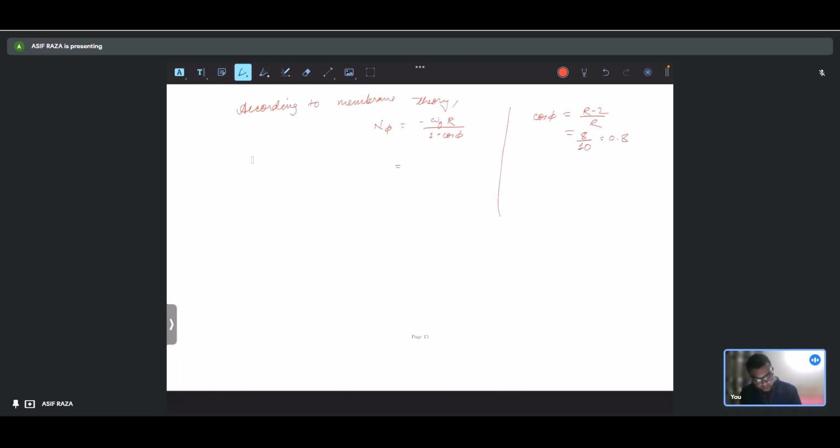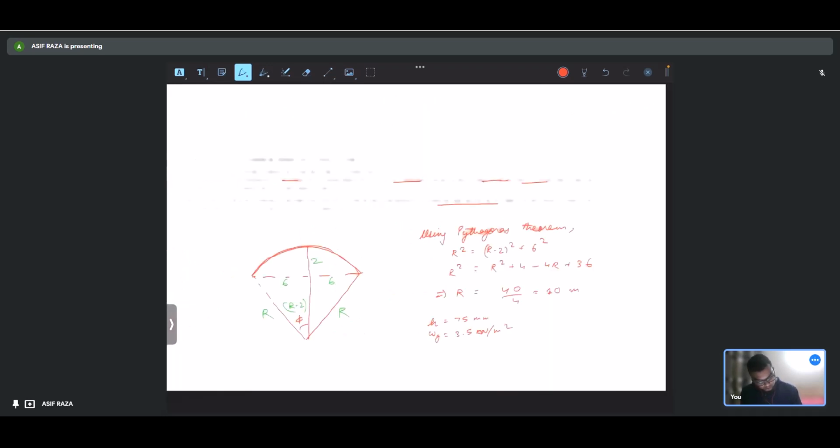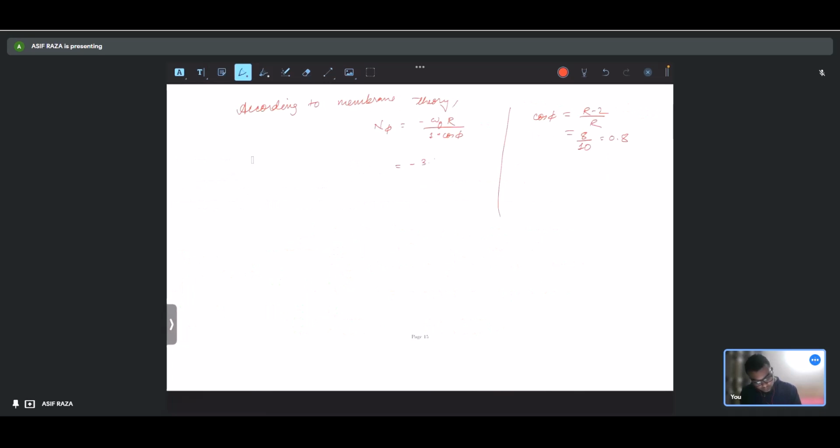So finally, W is 3.5 times R is 10, upon 1.8. So this is equal to minus 35 by 1.8, which is equal to minus 19.44 kilonewton per meter.